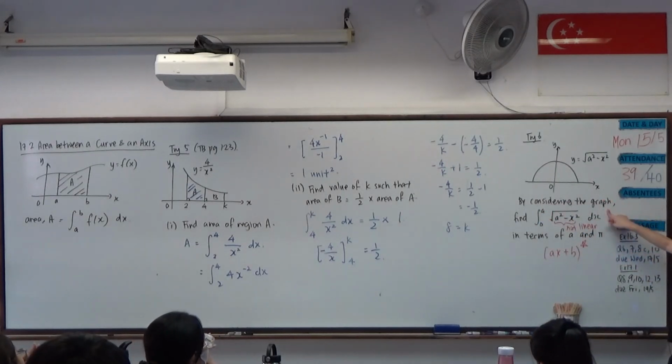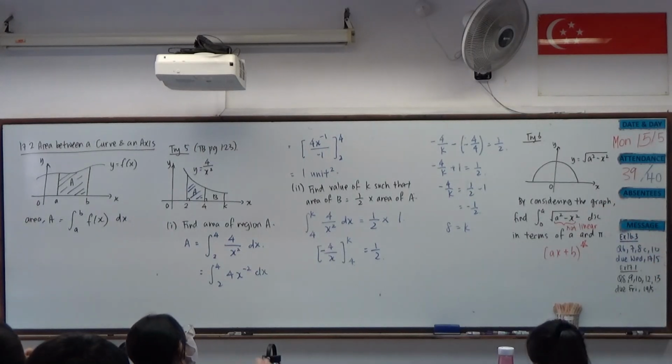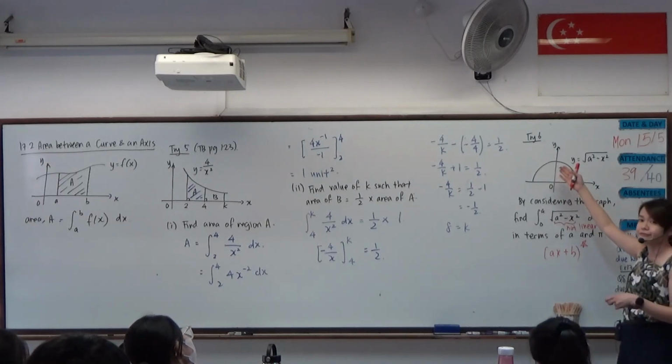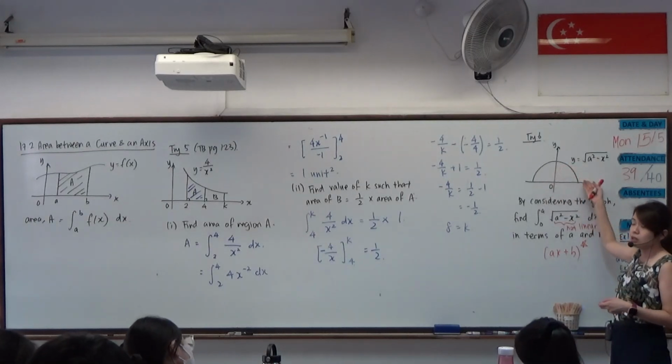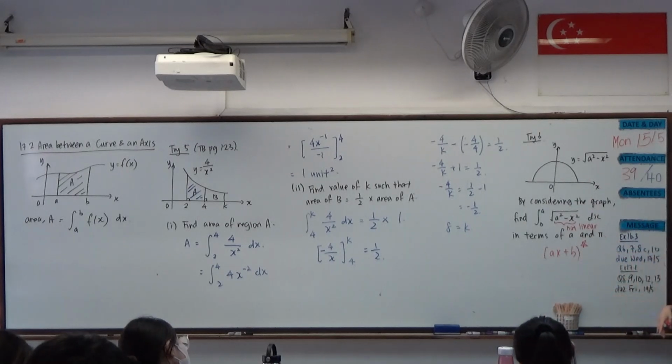Which explains why the question asks you to consider the graph itself. So what do we observe from the graph? What kind of shape do you observe from the graph? It's a semicircle, right? And in a semicircle, we are able to find out the area of a semicircle because we know pi r squared gives us the area of the full circle.